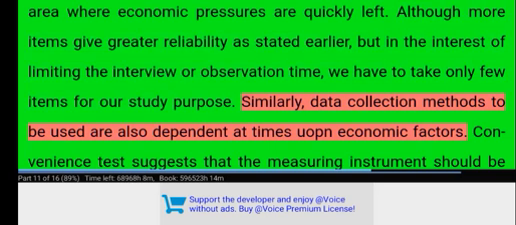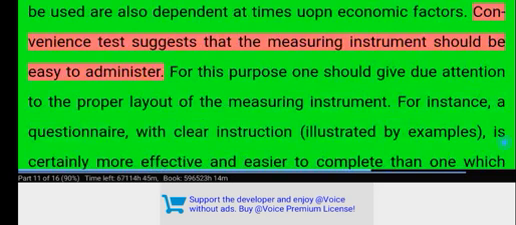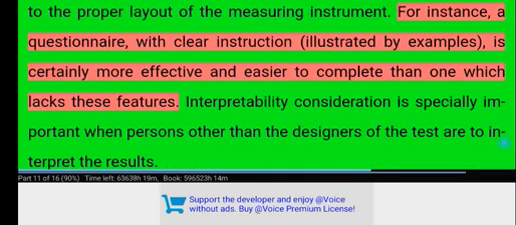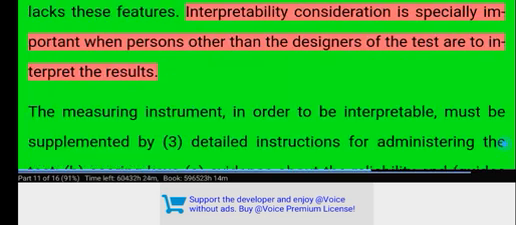Similarly, data collection methods to be used are also dependent at times upon economic factors. Convenience test suggests that the measuring instrument should be easy to administer. For this purpose one should give due attention to the proper layout of the measuring instrument. For instance, a questionnaire with clear instructions illustrated by examples is certainly more effective and easier to complete than one which lacks these features. Interpretability consideration is especially important when persons other than the designers of the test are to interpret the results.